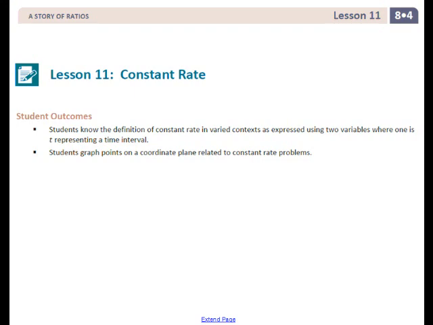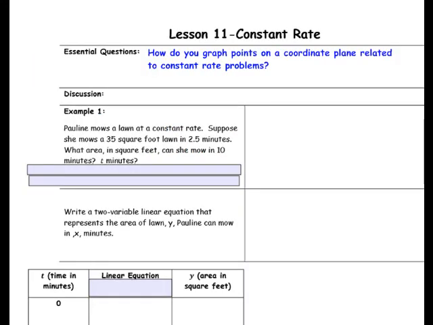Pause the video and copy the essential question. How do you graph points on a coordinate plane related to constant rate problems?